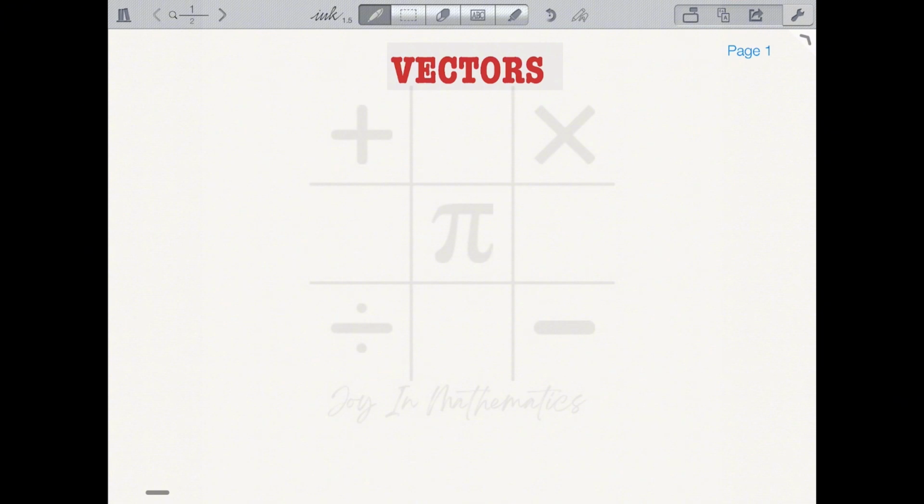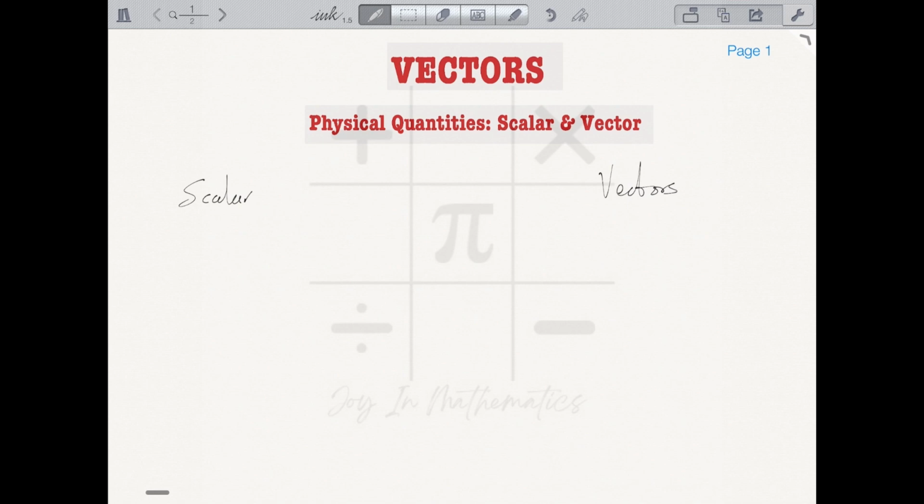The first thing we are going to look at is what we call physical quantities. Now, we know there are two kinds of physical quantities. We have the scalar quantities and we have the vector quantities. Now, the scalar quantities are what we know that have only magnitude, while the vectors have both magnitude and direction.